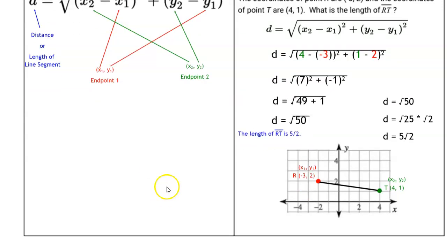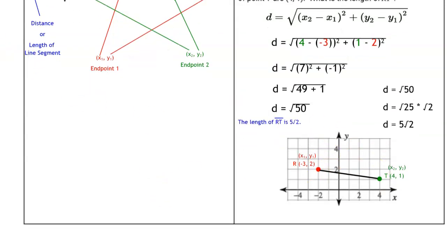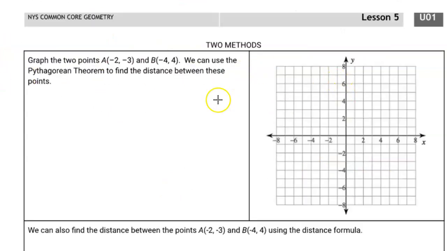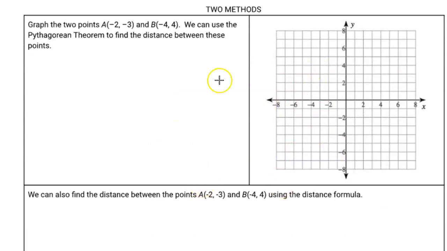Now, one nice thing that we can do with problems with a graph involved is we can check our answer by using a second method. Again, I'm going to graph these 2 points. Instead of the distance formula, I'm going to try to use the Pythagorean theorem to do the same thing. So first, here's the Pythagorean theorem.